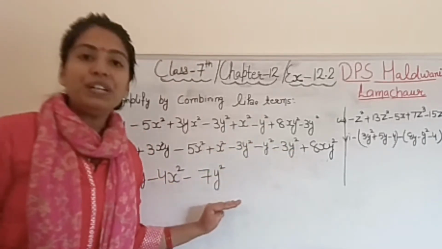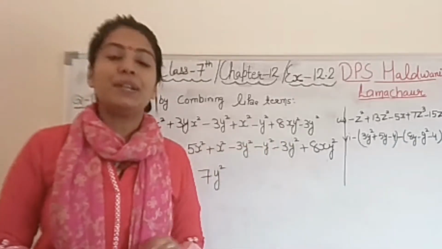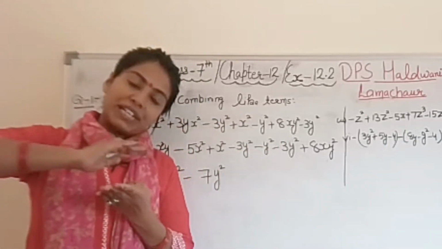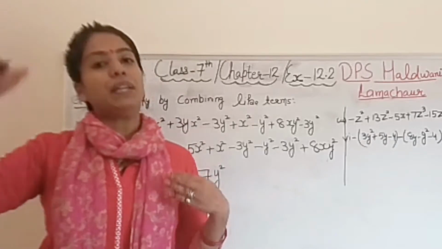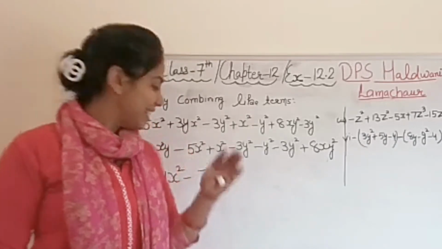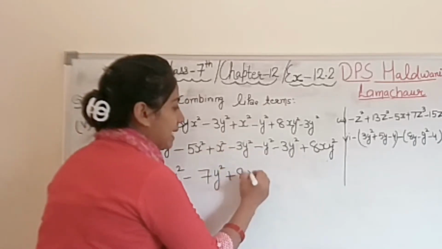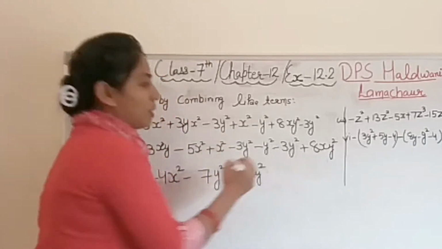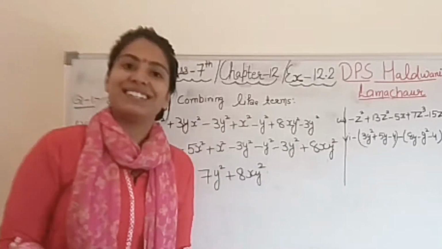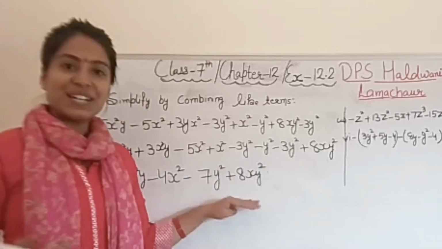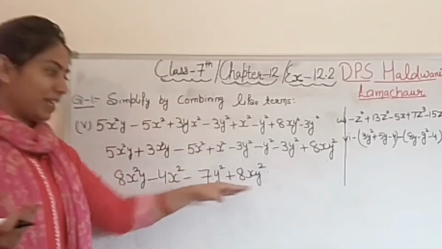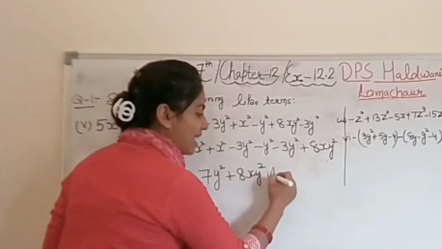The integer formulas are being used over here. That is why in math, whatever basics we have learned, we keep using further. So minus 7y square and plus 8xy square remain as it is because no term is there with that. That's it, student. This is the answer. We have solved this biggest term into this. So this is the answer only.